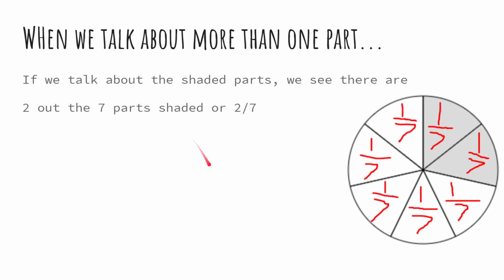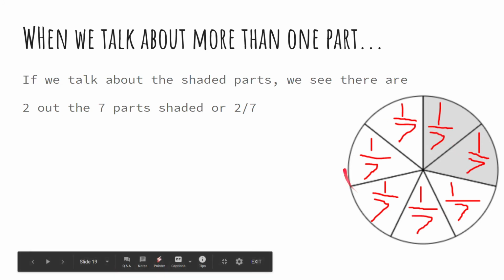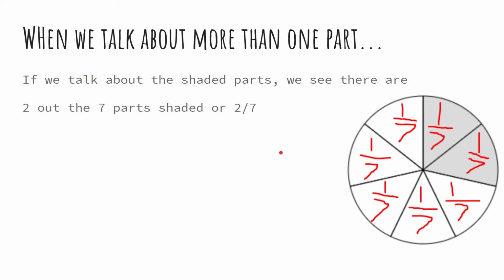Now, when we talk about more than one part, which we have done already, it changes a little bit the way we have to think about it. So in total, each individual piece here will have the value of 1 out of 7. But now, because we're talking about more than one piece, it changes slightly.